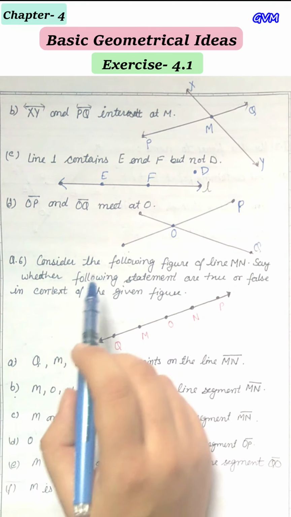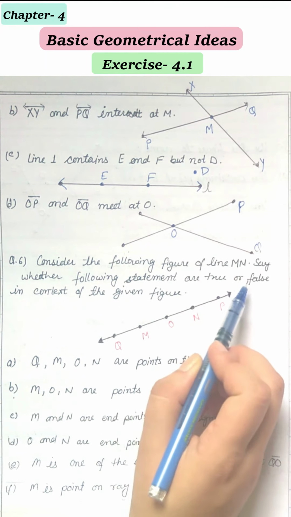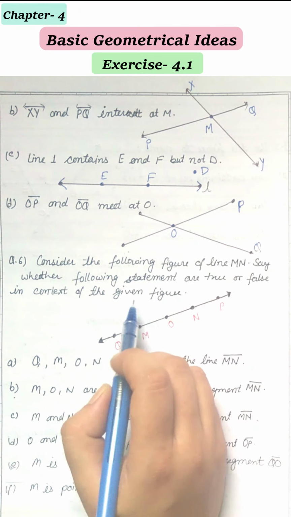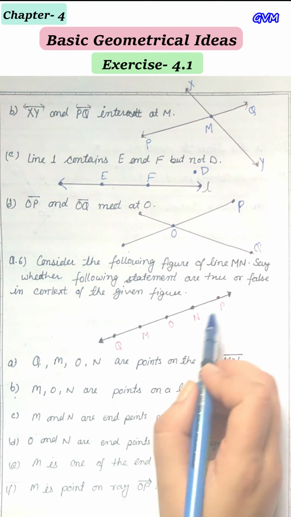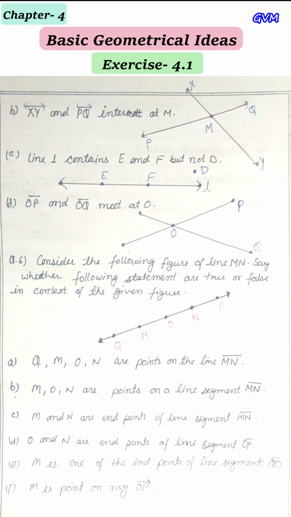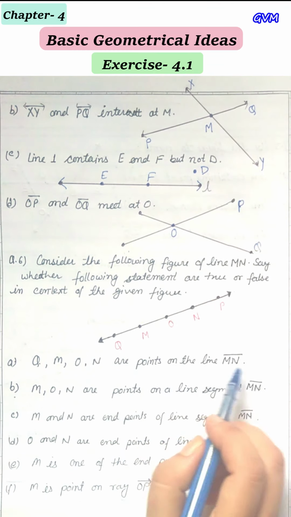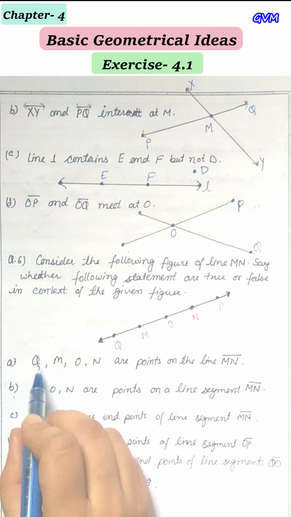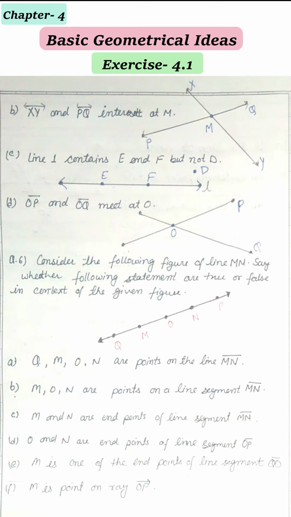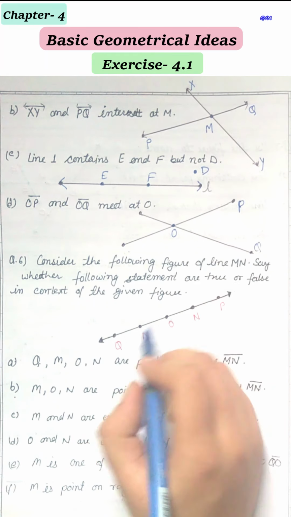Question number 6, we have: consider the following figure of line MN. Say whether the following statements are true or false in the context of the given figure. So we have a line with many points on it, and let's figure out if the statements are true or false. First, we have Q, M, O, N are points on the line MN. We can see that there's a line and it contains all the points. So yes, this is true.